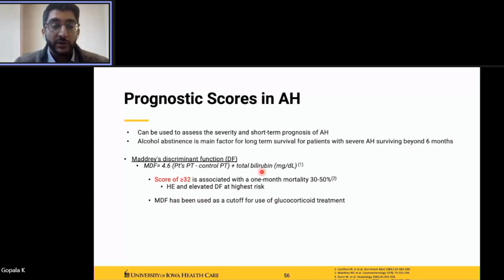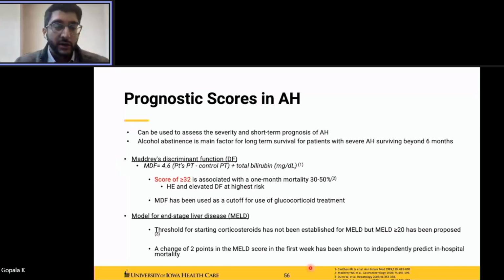So if you suspect alcohol hepatitis, you would do this score. And if it's greater than 32, you would consider doing steroids if they are not infected. The other score that's been recently developed, or relatively recently compared to Maddrey's, is MELD. It's not been used for starting steroids, but it has been proposed if a MELD is greater than 20 to be used.